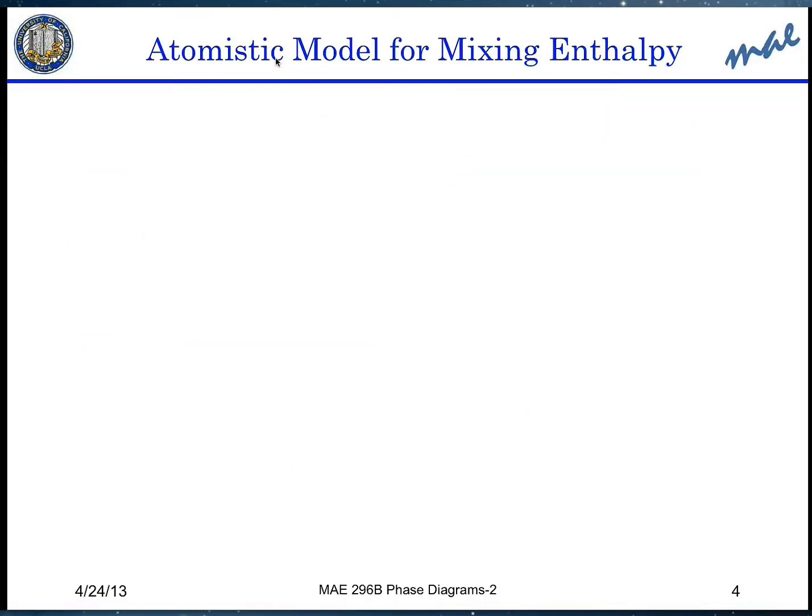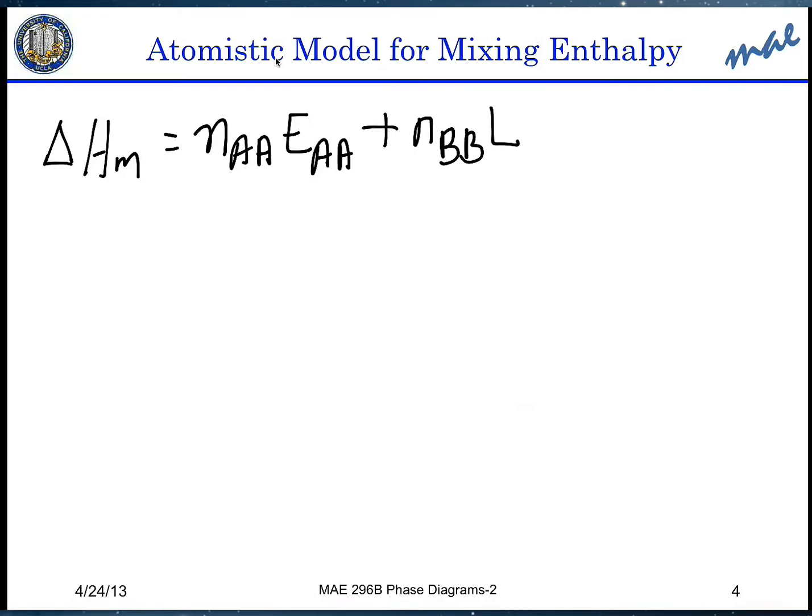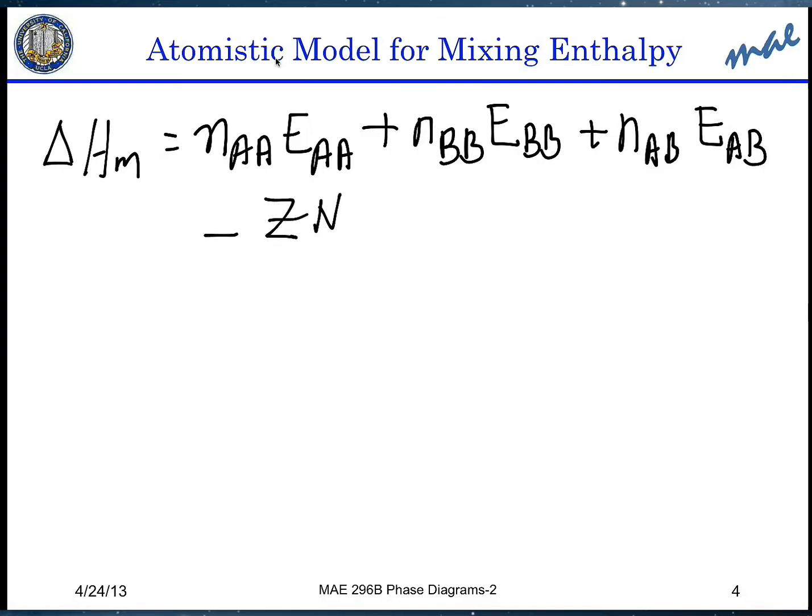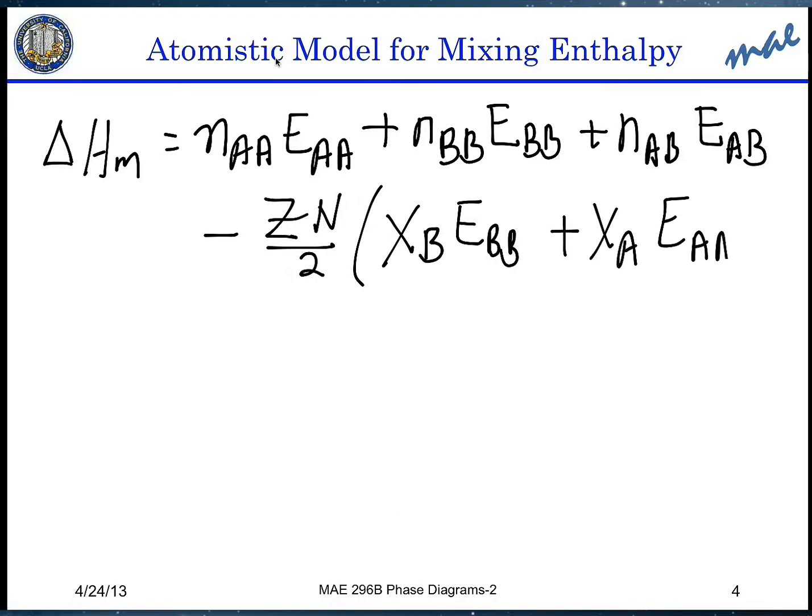So if we continue this, then we would have now the delta H mixing is given by the number of AA bonds in the mixed state times EAA, the energy per bond, plus the number of BB bonds times the energy per bond EBB, and the number of AB bonds times the energy between the A and the B type atoms, minus the unmixed state, which is, we figured, NZ over 2 times X sub B times EBB, plus X sub A times EAA, because we don't have AB type bonds.